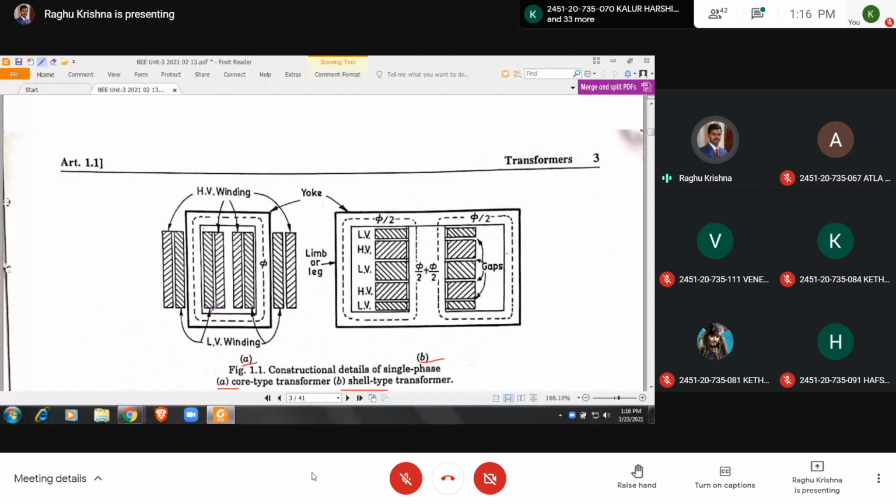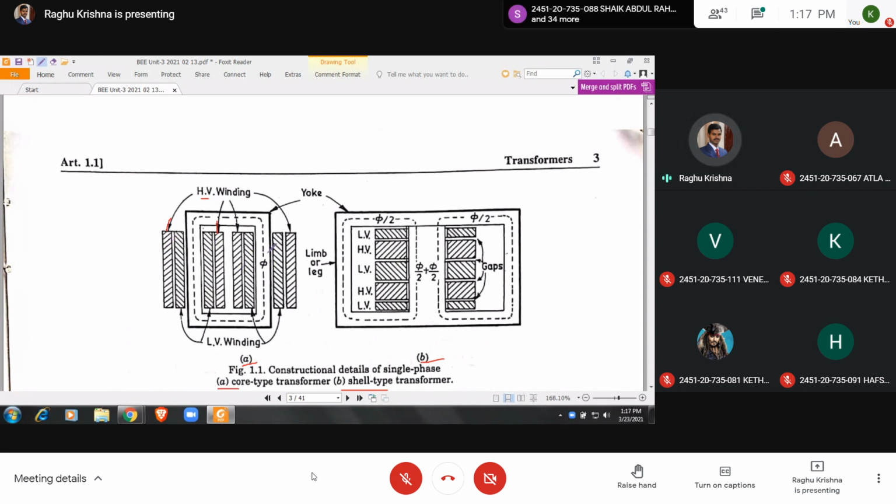Here half of the LV is wound on one leg and the other half is wound on the other leg. Similarly, you can see the HV winding. Half of the HV winding is wound on one leg. See here, in the cross section view, there will be a coil like this, the HV winding. On the LV winding, you will have the HV winding. Half of the HV winding is on one leg, the other half on the other leg.